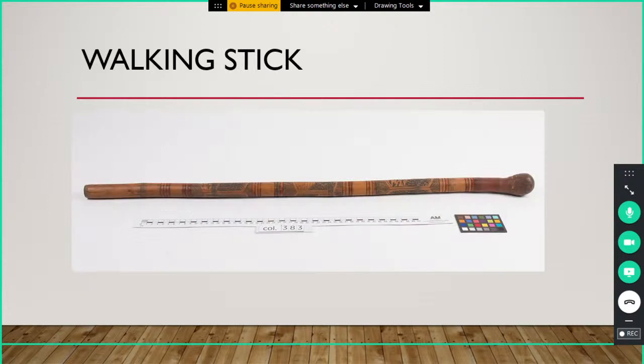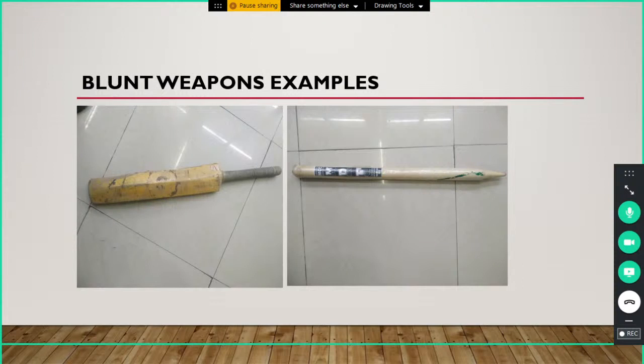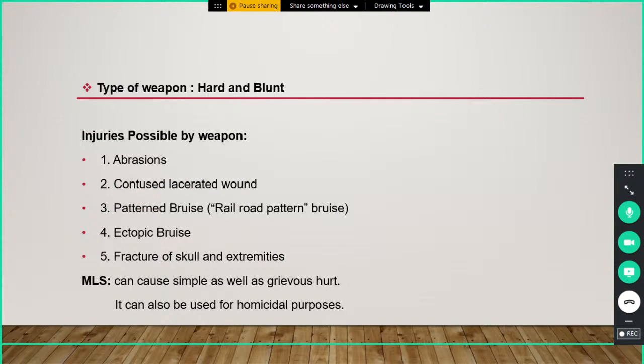Okay, this will be kept in your practical exam, and the question will be like, what is the type of weapon? It is a hard and blunt weapon. And what are the injuries possible by such weapon? Abrasion, contusion, patent bruise, railroad patent bruise, ectopic bruise. What do you mean by ectopic bruise?